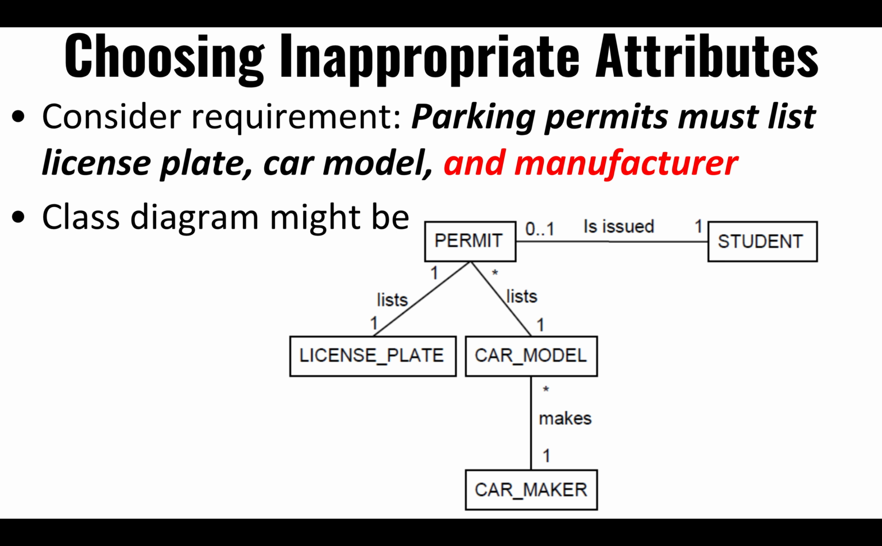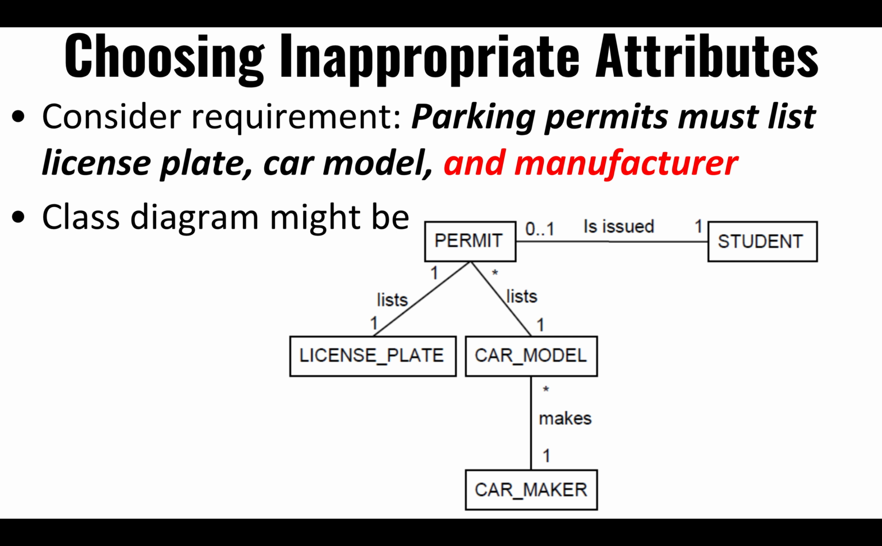So a sensible way of modeling this would be that there would be a one-to-many relationship between the car maker and the models it makes. Toyota makes lots of different models, right? Jeep makes lots of different models, and so on and so forth. So this would be a sensible way of capturing this.